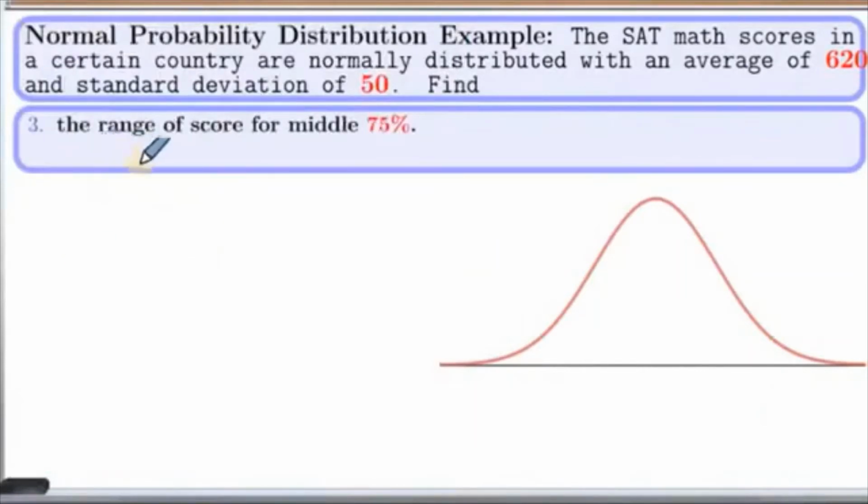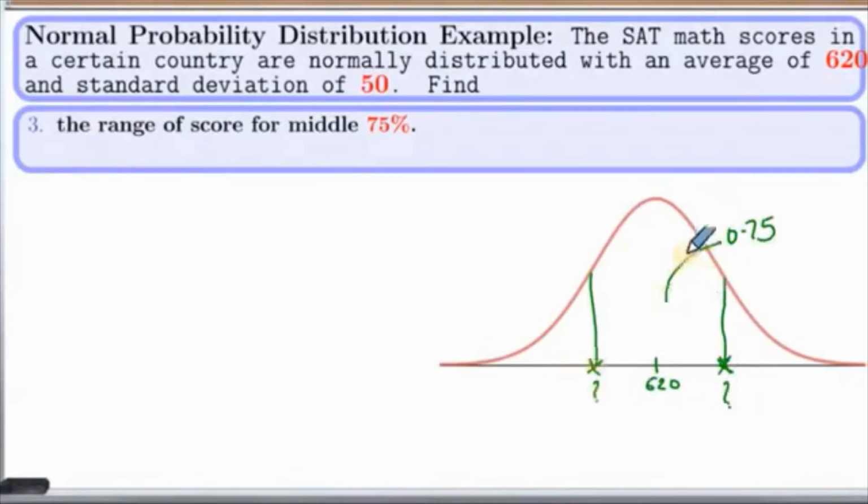Now let's work on the third problem. Here you are supposed to find the range of score for the middle 75%. Let's try to draw a diagram for the given scenario, and a bell graph is given here, and we know the mean goes right here in the middle, which is 620. According to the question, the middle section is 0.75, so this area is 0.75, and we are supposed to find this point here and this point here.